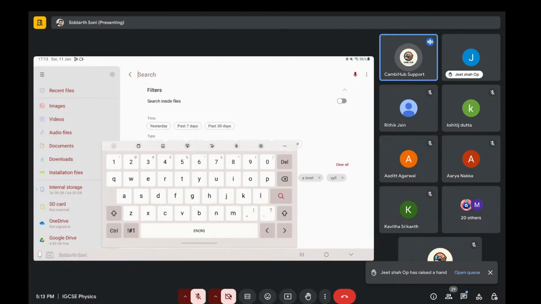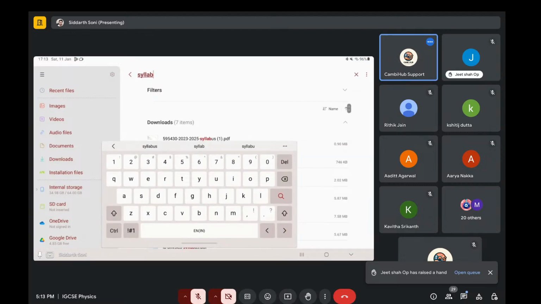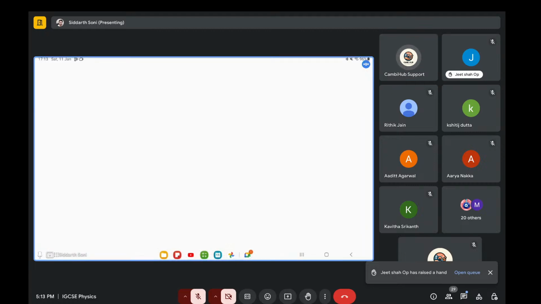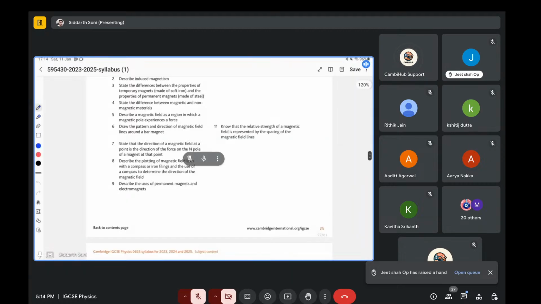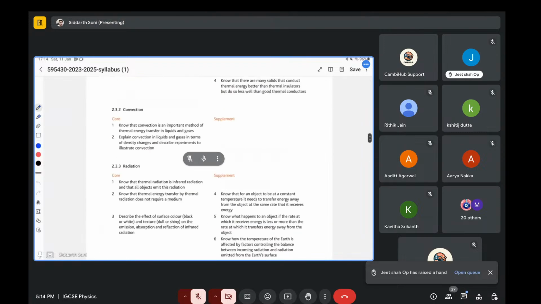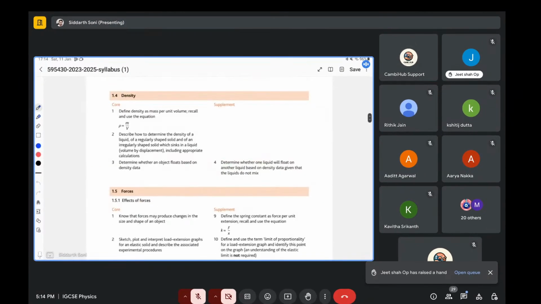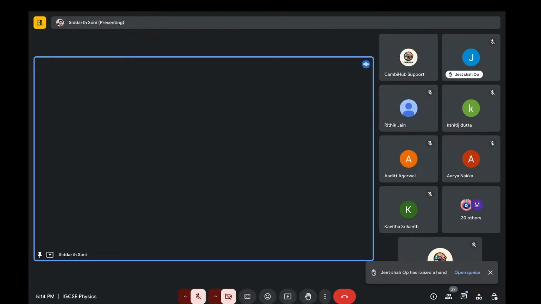Actually, this session is not for combined sciences physics. It is for IGCSE coordinated sciences physics. Sorry, I was saying that this is not for combined sciences. Yes, this is for IGCSE coordinated sciences, so it's not for 0653.